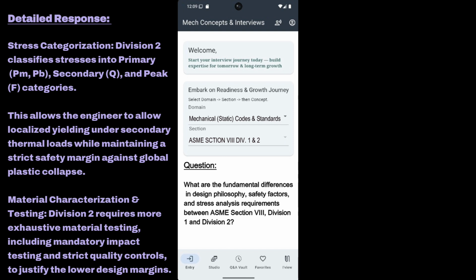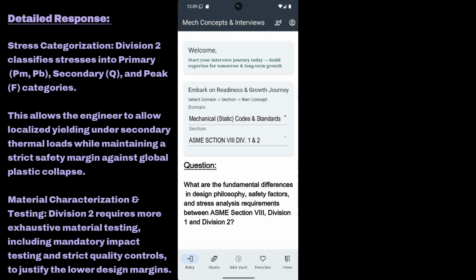Division 2's finite element analysis allows the engineer to mathematically prove that under secondary thermal loads, a tiny localized area of the vessel is allowed to yield slightly. So it can permanently bend. Yes, exactly. To permanently bend without the entire global structure collapsing. You are surgically proving the vessel is safe, rather than just burying it in thick steel.